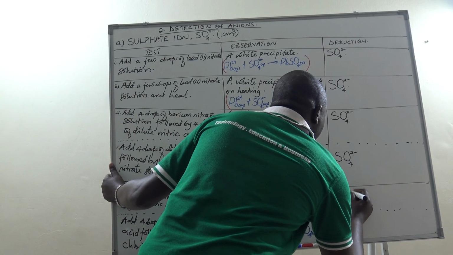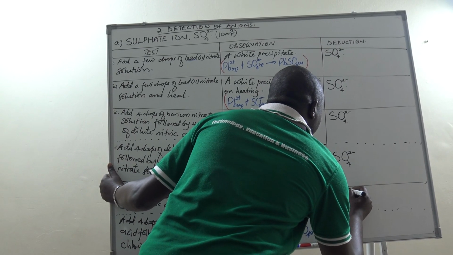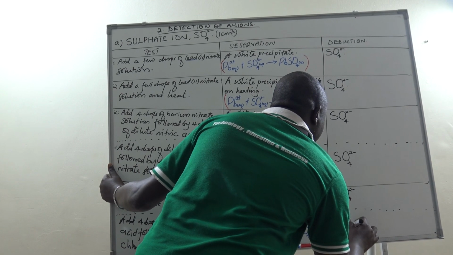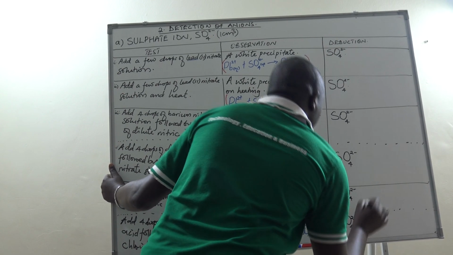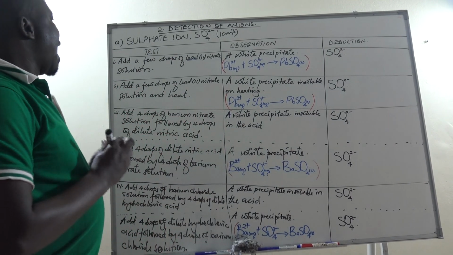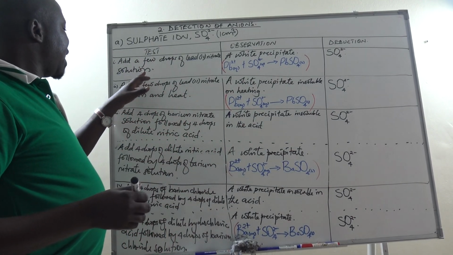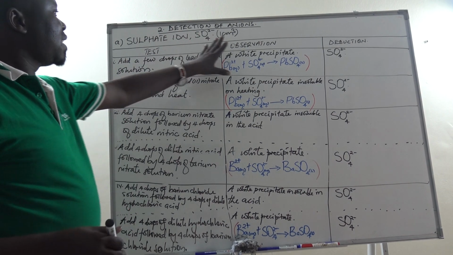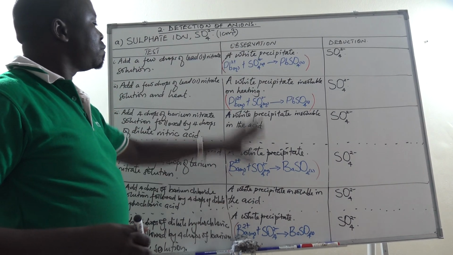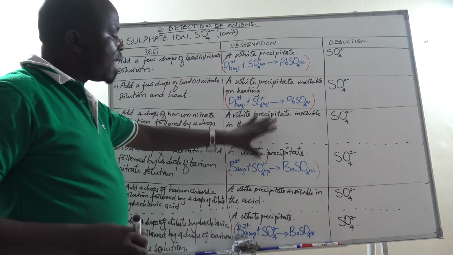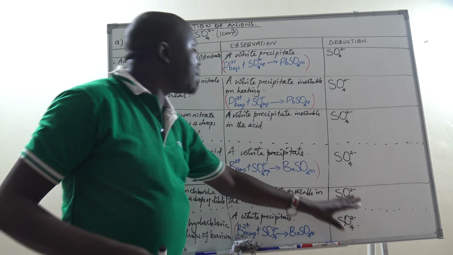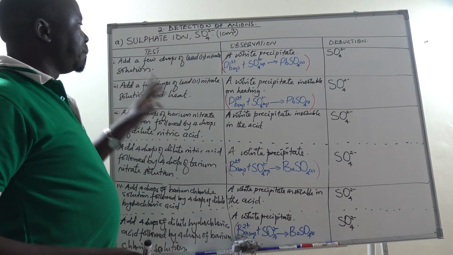So this one here proves that there is sulfate ion, so it is a confirmatory test. Even this test here proves that there is a sulfate ion. So these are the reagents that we can use for detecting sulfate ion in a solution, and these are the different observations which you must be able to record. In fact, you should be able to record correctly, and these are the deductions. All of them are about sulfate ion.